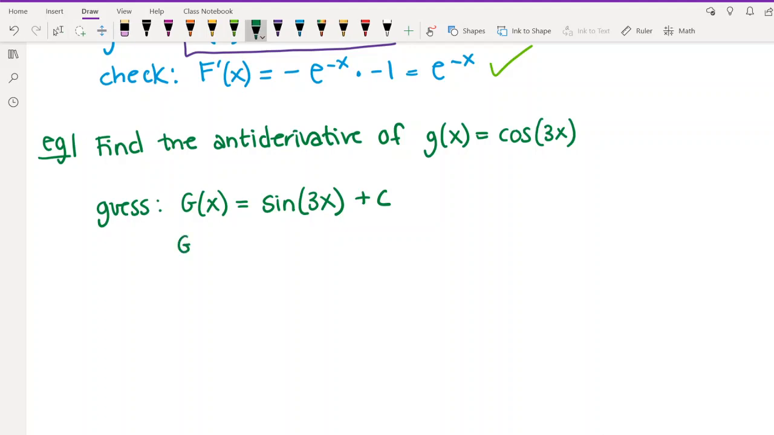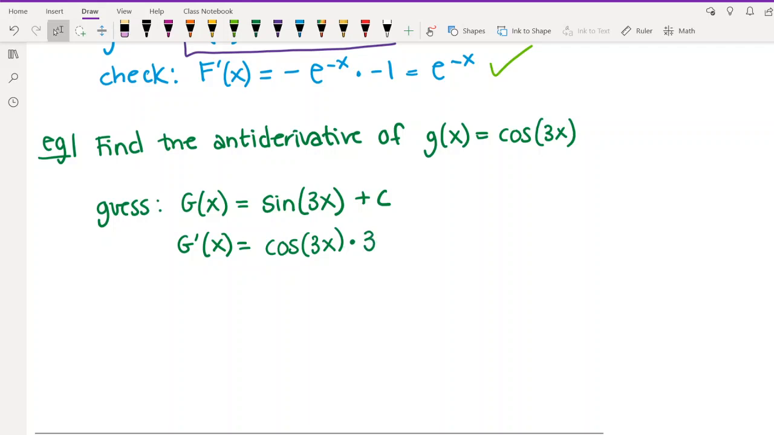But let's actually check that and see if it works. If you take the derivative of sine of 3x, you first say, okay, cosine of 3x, that's the outside part of the derivative, but then you have to multiply by the inside derivative. And what's the inside derivative in this case? It's 3. So this would actually give us 3 times cosine of 3x, and that's not what we want. We want our derivative to just be cosine of 3x.